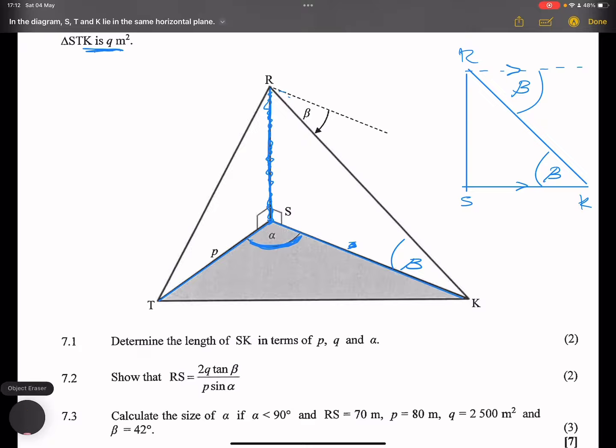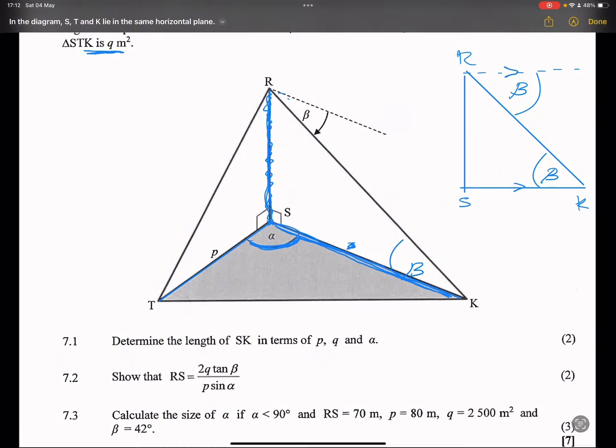Now that I know that this is angle beta, I've got the side SK, which is adjacent to that angle, and I want the opposite side. So which trig ratio am I going to use? That says opposite over adjacent. That's going to be the tan of beta.